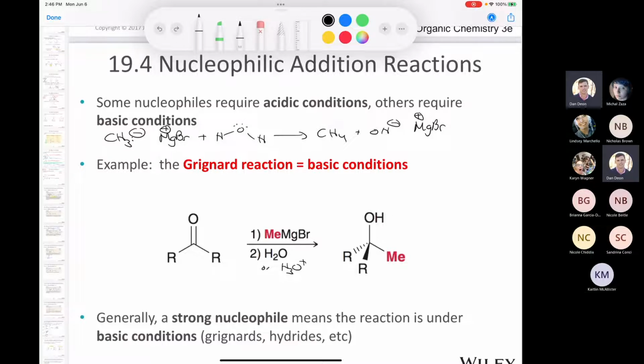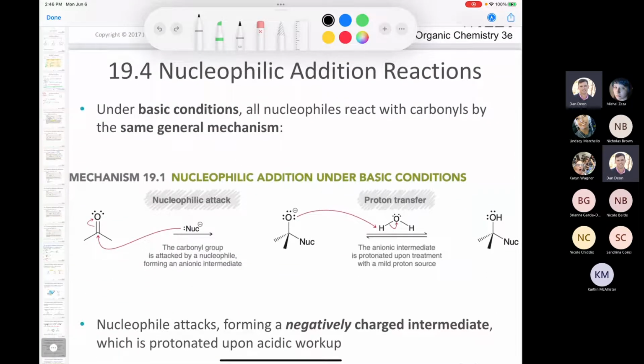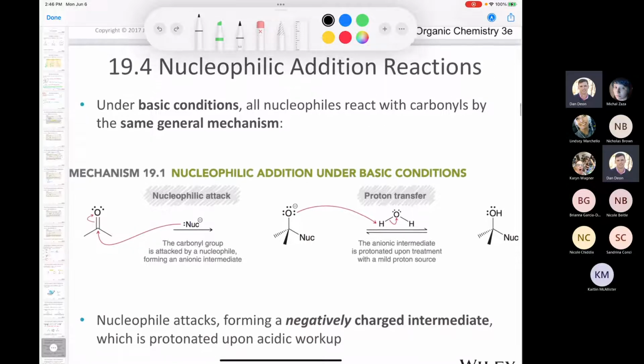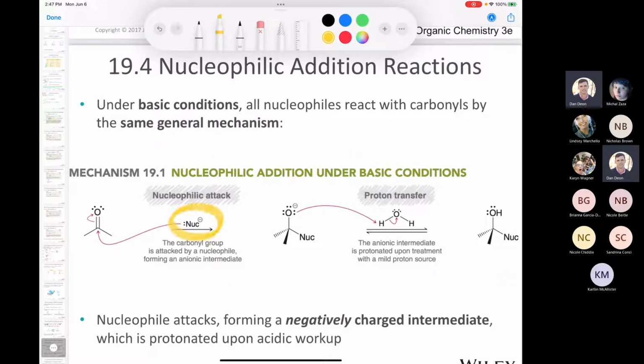We're going to examine that carefully when we talk about different reactions and whether they are run in acidic or basic conditions. Let's take a look here. Under basic conditions, all nucleophiles react with carbonyls using the same general mechanism. This is great news. If you understand whether you're in acidic or basic conditions when you're looking at a nucleophilic addition, you're always going to be able to apply this mechanism. So what's going to happen? We have our strong base, our nucleophile. We have our nucleophilic attack. Of course, you have to break the pi bond because we can't have a pentavalent carbon.